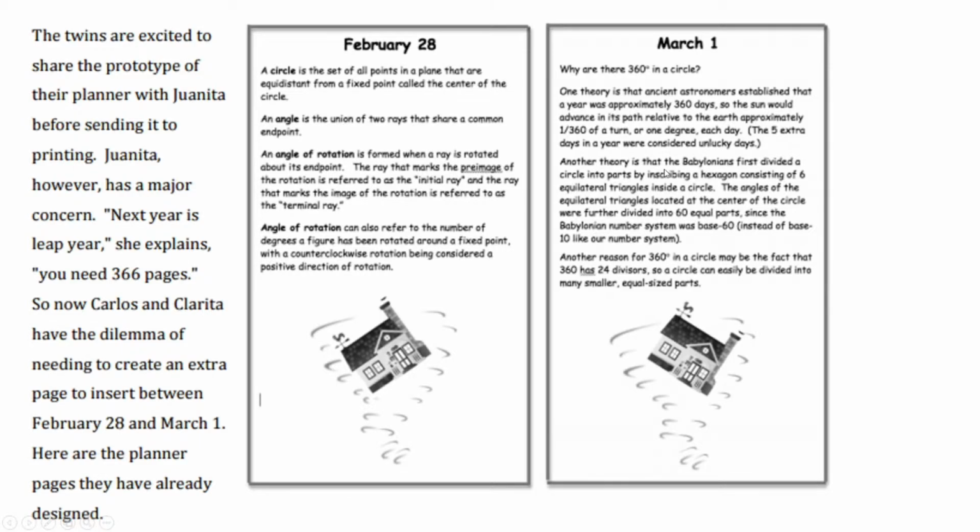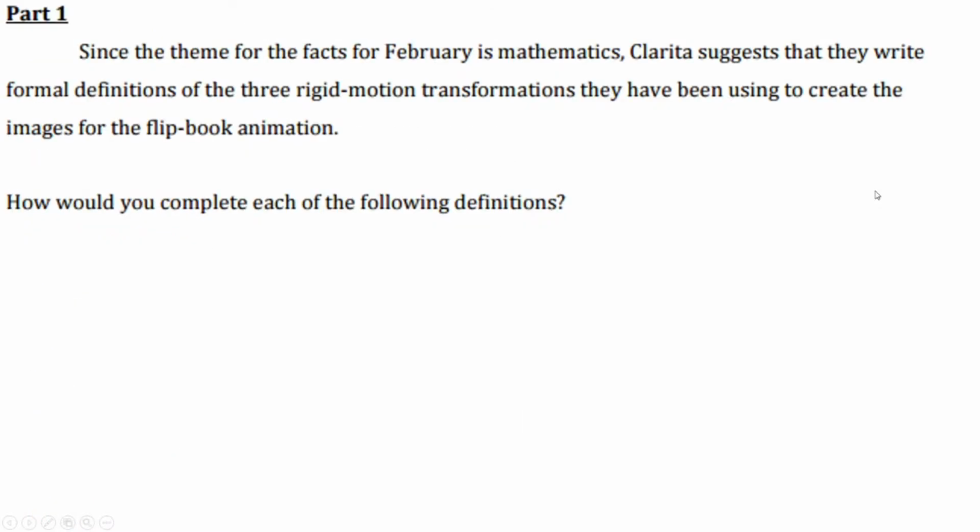Anyway, so Carlos and Clarita are going to have to create a page to insert for February 29th. But to have the flipbook work, they're going to have to make it look like when you thumb through that this house in the tornado is rotating to over here. So we probably need that house kind of right in the middle to make that happen. So let's think about how they could do that.